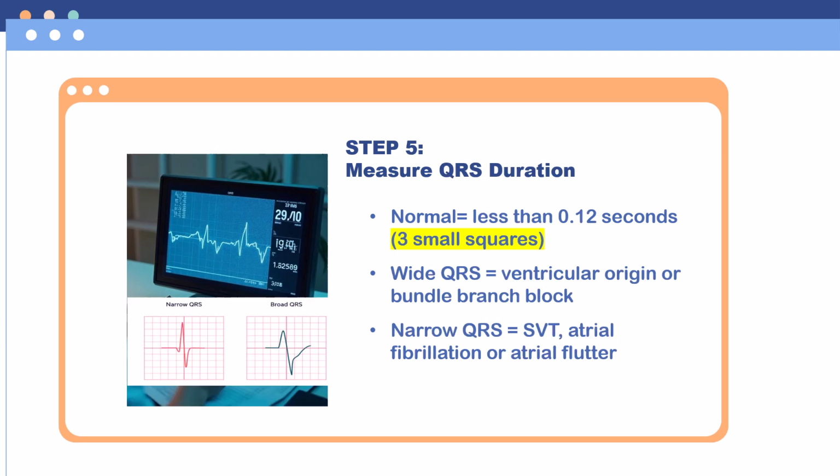Next, step 5 is ask yourself, what is the QRS duration? If it is 0.12 seconds, it is normal. 3 small squares, it's fine.